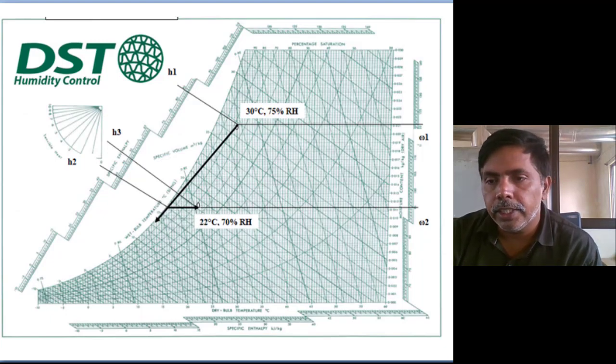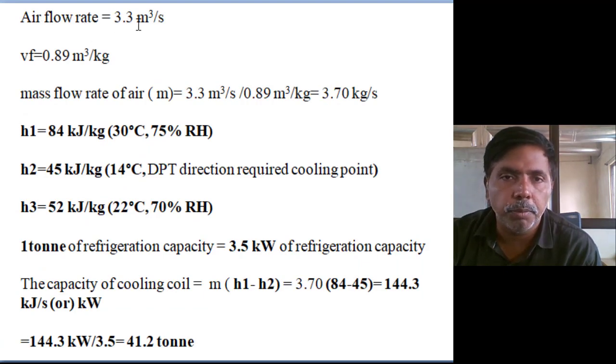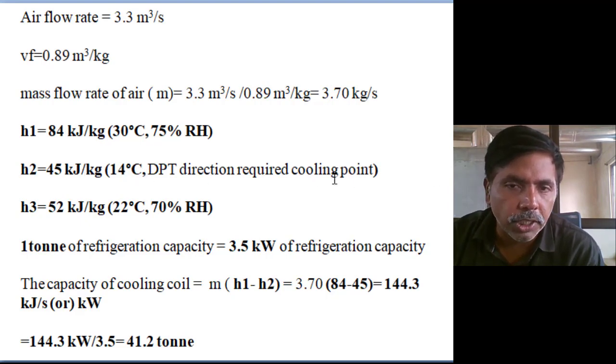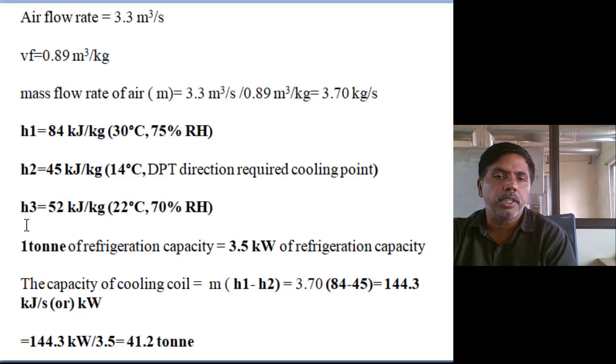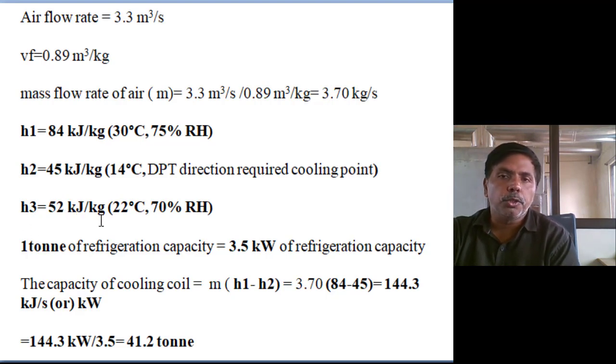It's clear. Next, first air flow rate 3.3 meter cube per second. Specific volume is 0.89 meter cube per kg. Then mass flow rate is volumetric flow rate divided by specific volume. You will get the mass flow rate 3.70 kg per second. Initial enthalpy at 30 degrees centigrade and 75% relative humidity is 84. This one is not at 14 degrees temperature. In that direction, whatever line we extended, at that intersection point the enthalpy is 45 kilojoules per kg. Next, H3 value, that is at 22 degrees centigrade and 70% relative humidity. The H3 value is 52 kilojoules per kg.